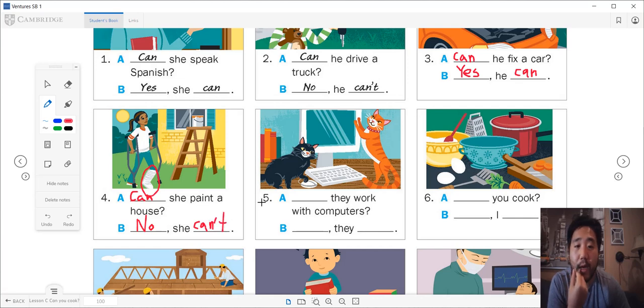Okay. Number 5, I see a desktop computer, books on a table or a desk, and I see 2 cats. So number 5, blank, they work with computers, blank, they blank. The word they is referring to these 2 cats. So the question is, can they work with computers? They're cats, so it's obviously no. No, they can't.